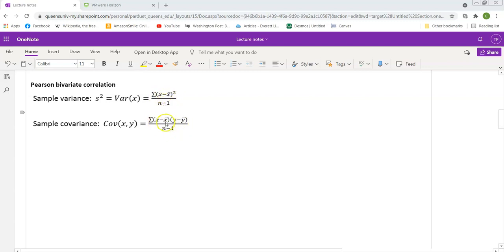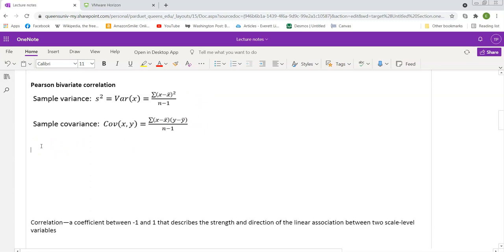Well, the sample covariance, we're looking at the amount of variability between X and Y. So instead of X minus X bar times X minus X bar, we're doing X minus its mean times Y minus its mean, and then dividing by the sample size minus 1. So this is a way for us to look at how much variability there is between two variables. And you see that the variance is basically the same as the covariance, except it's X with itself rather than X with Y.